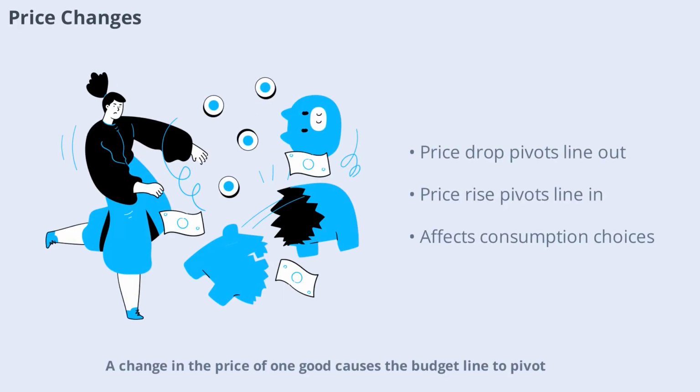A change in the price of one good causes the budget line to pivot. If apples become cheaper, you can afford more apples for the same income, so the budget line pivots outward on the apple axis. If apples become more expensive, the line pivots inward. This effect is central to understanding how consumers respond to price changes in the marketplace.